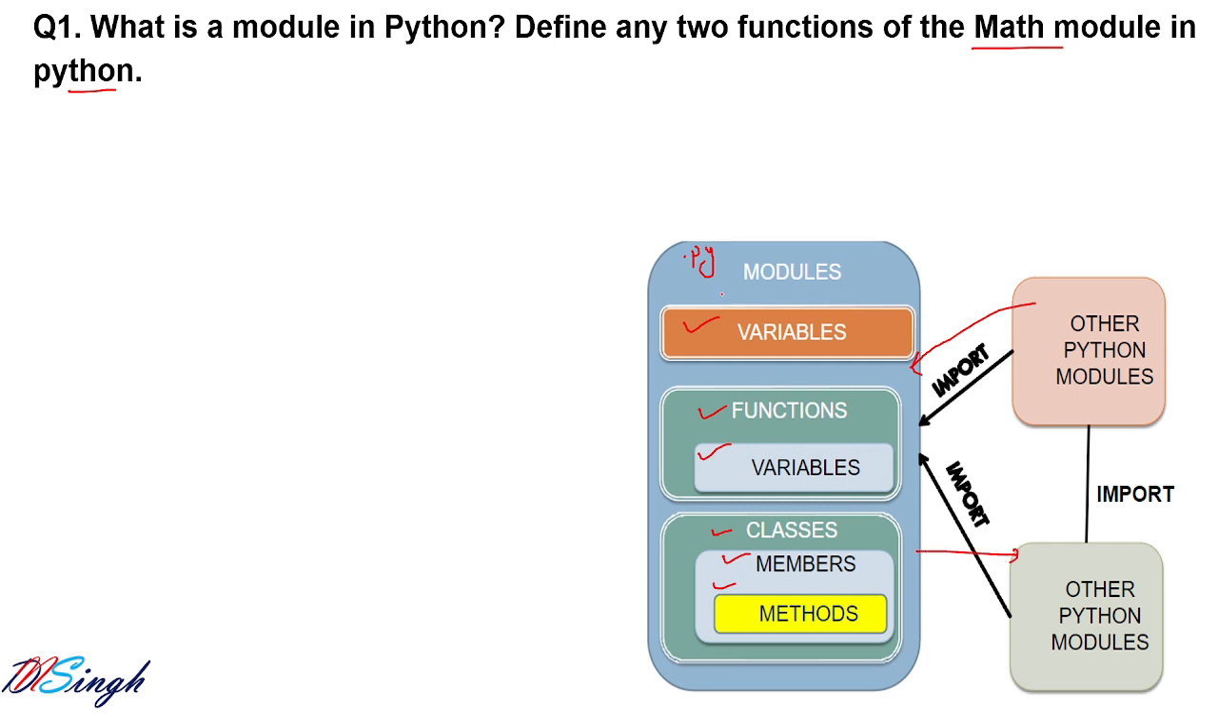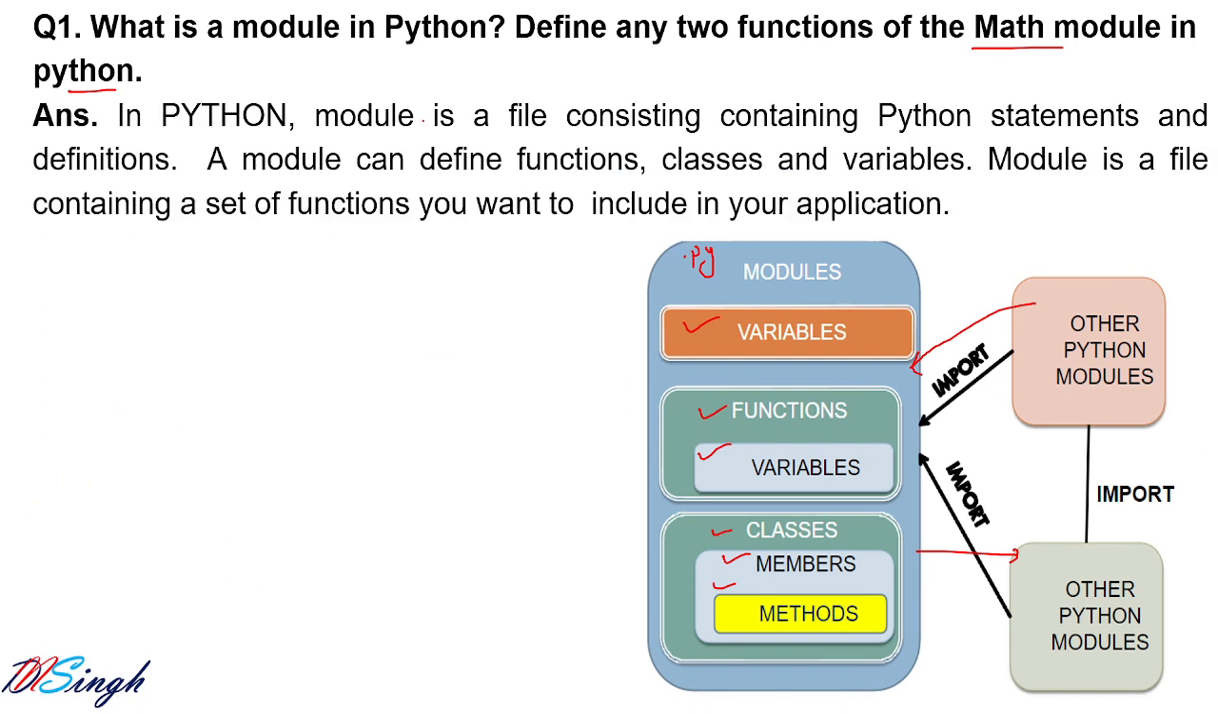So how is it different from a normal Python file? Let us see. A module is a file containing Python statements and definitions. So they will have Python statements and definitions. A module can define a function, class, or variable. A module is a file containing a set of functions you want to include in your application, but they cannot be executed on their own. They must be incorporated in some other program. So they require another program in which the modules are imported and their functionality is utilized.